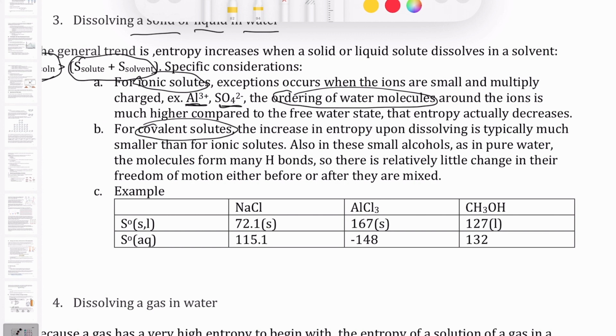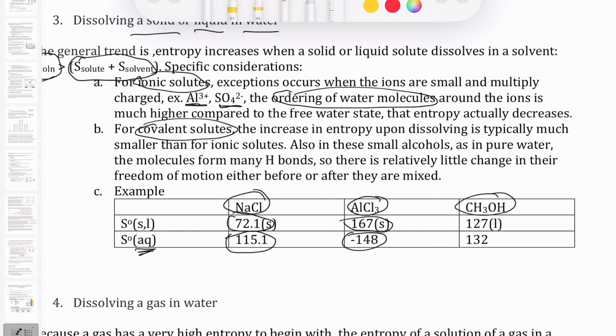So here are some actual numbers that we can look at. Sodium chloride is an ionic substance. This is the entropy in the solid state. This is the entropy in the solution state, okay? So you can see that there's an increase there. Now, aluminum chloride was one of the exceptions I just mentioned. It is one of the salts that, when dissolved, forces the water to form a really ordered structure around it. So the entropy actually decreases in the solution state versus the solute and solvent state.